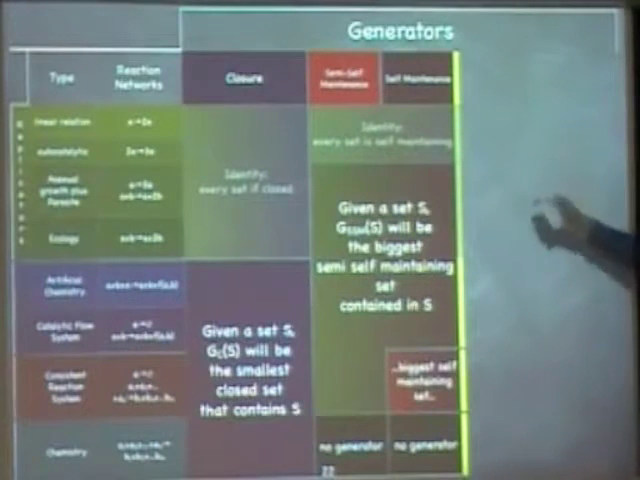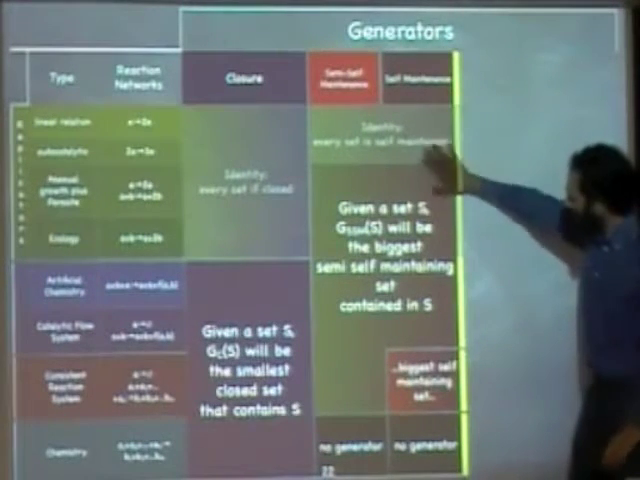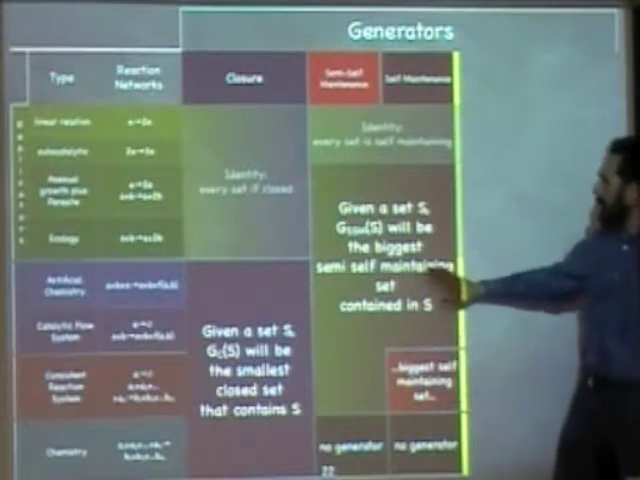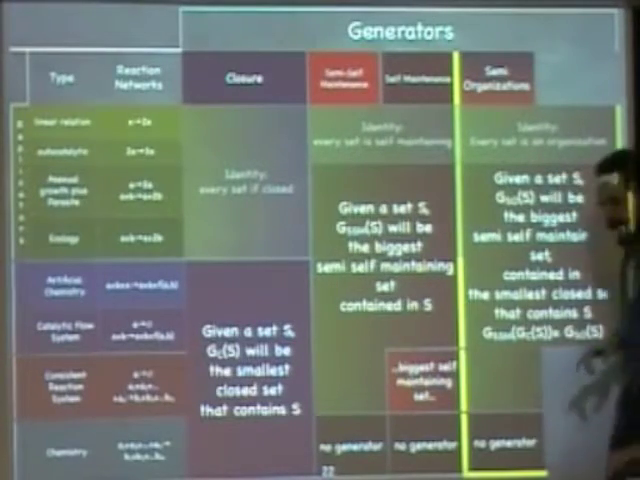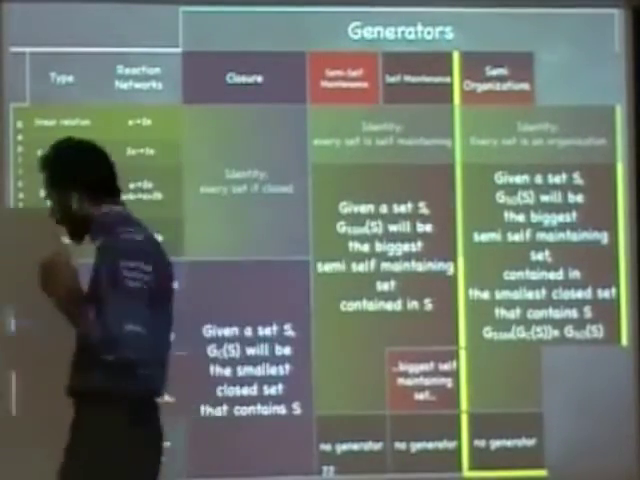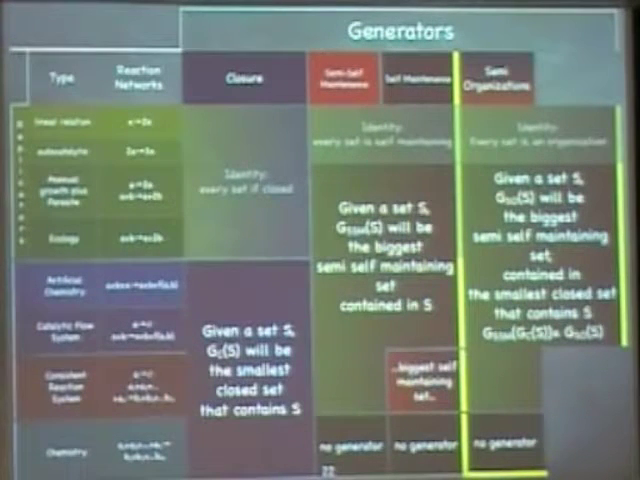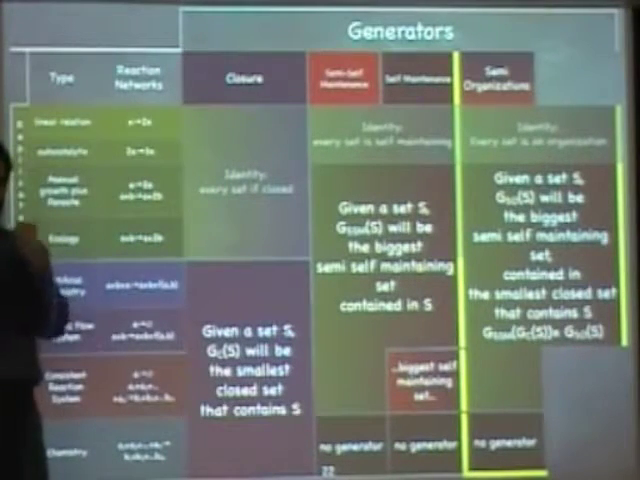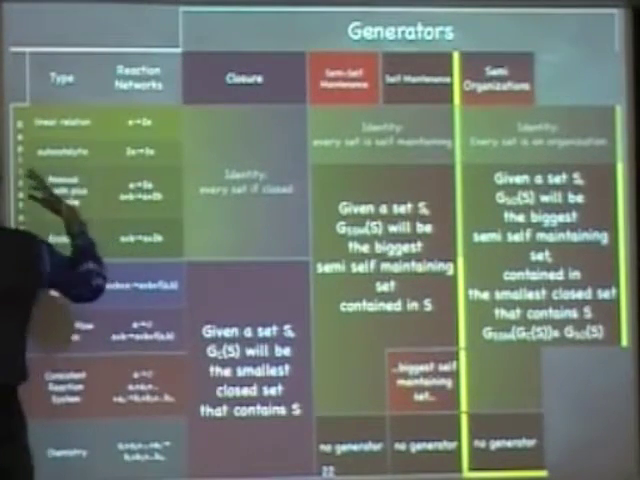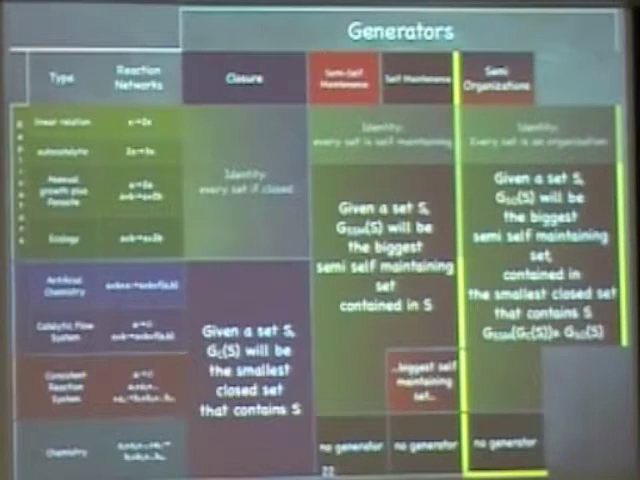And for self-maintenance, it's the same thing, but instead of taking the biggest semi-self-maintaining set inside it, you take the biggest self-maintaining set. And for semi-organization, it exists, but now it's more complex. We cannot anymore say we just want the biggest or the smallest inside or outside and so on. We actually have to apply the two elements one after the other. So given a set, we first generate the closure of it, and then we generate the self-maintenance.